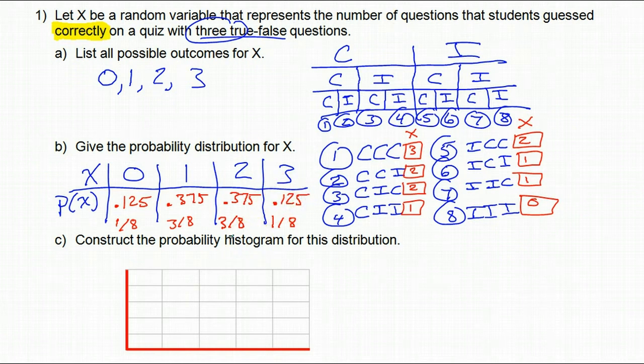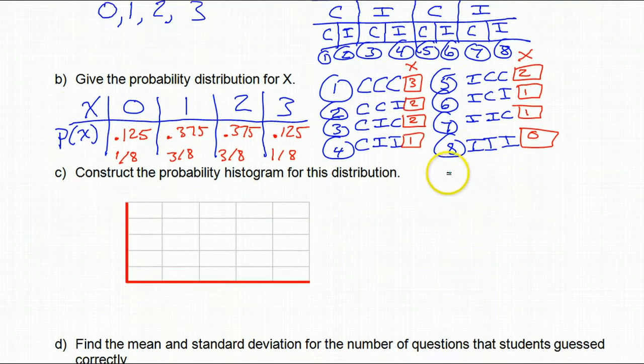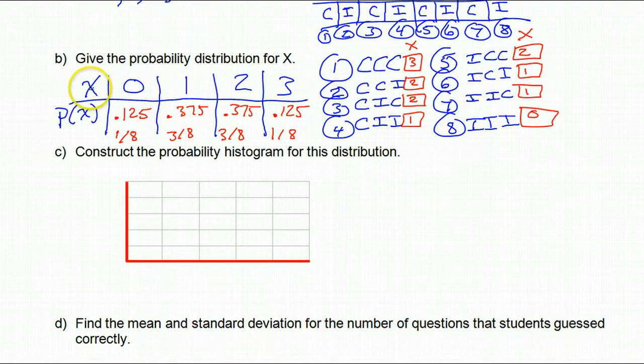Okay, these are the probabilities. Every time you create a probability distribution, you should check and make sure it all adds up to 1. In this case, just add up the numerators. 3 plus 3 is 6, 7, 8. So that's 8/8, which we know is 1. Alright, so there it is. Here's our probability distribution.